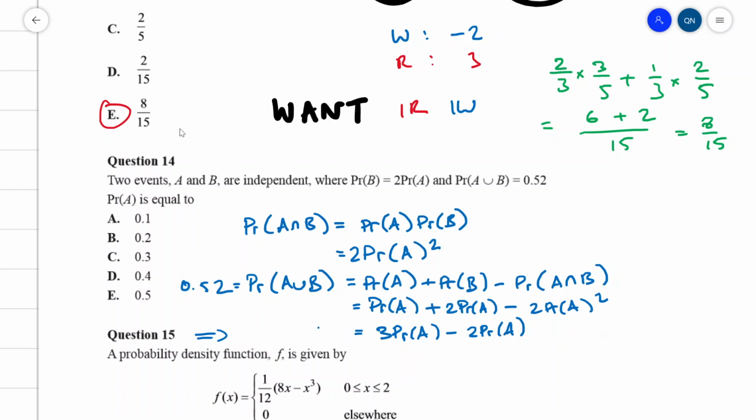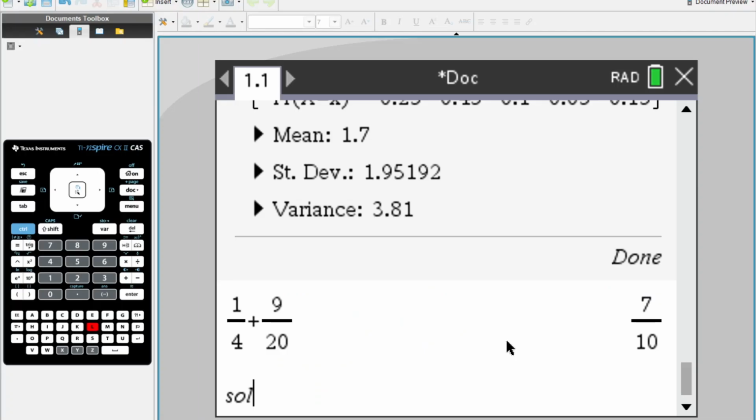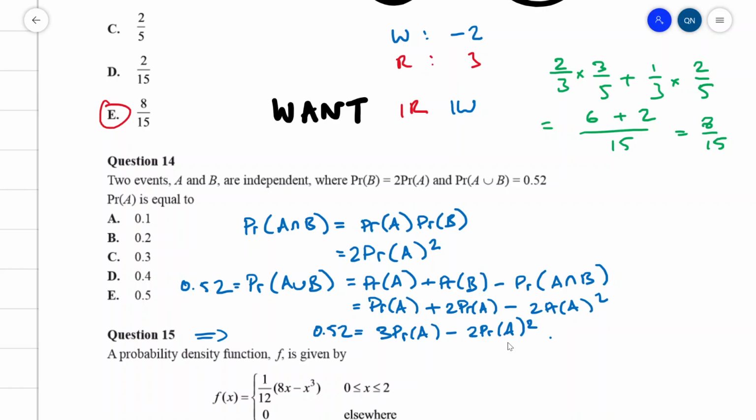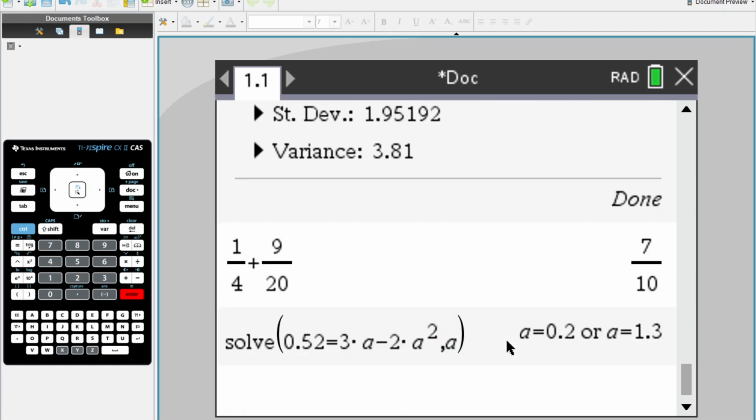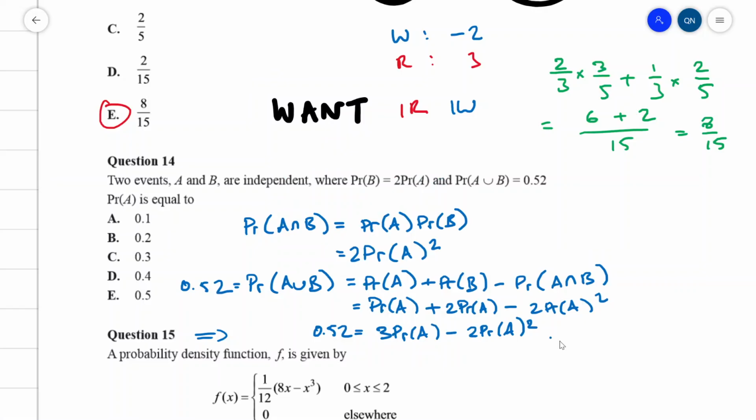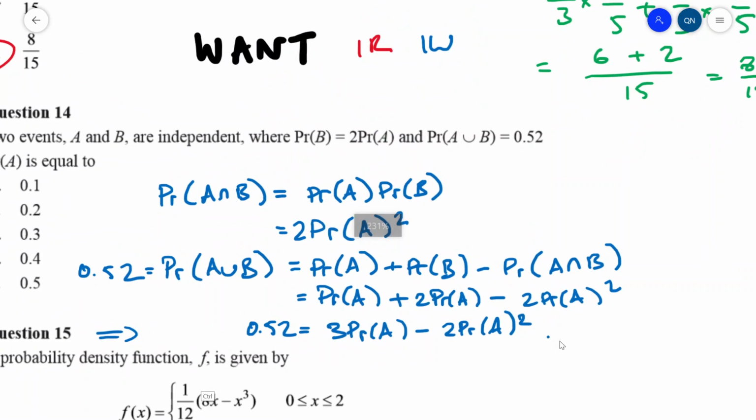Basically, we've gotten ourselves a quadratic to solve. The variable is P(A) in this case, which you can just do a substitution. You can rewrite that as A or something if you want to. So you just need to solve this on the CAS. Let's solve 0.52 equals 3A minus 2A squared. And we'll solve this with respect to A, and we get 2 values. It's not going to be 1.3 because we're working with probability, so it has to be 0.2. Therefore, it is option B.